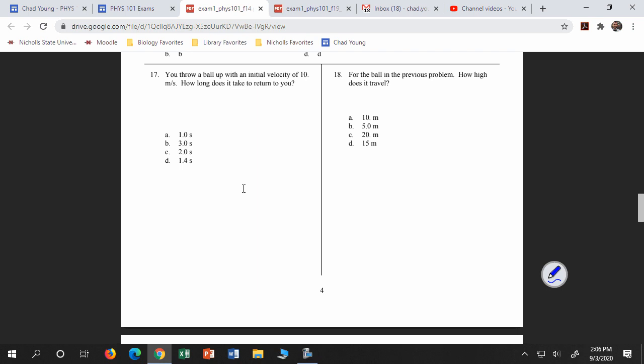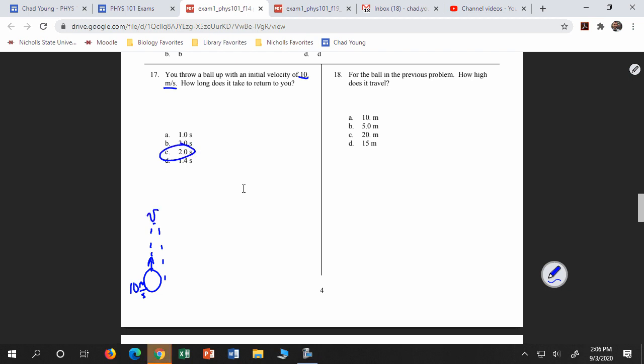So number 17, I throw a ball up with a velocity of 10 meters per second. How long does it take to return to you? Can you answer that without even really working it out? What is it? If it starts out at 10 meters per second, it goes up and comes back down again. How long to get to the top? The total time is 2 seconds. The time to get up to the top is 1 second. So my answer here is 2.